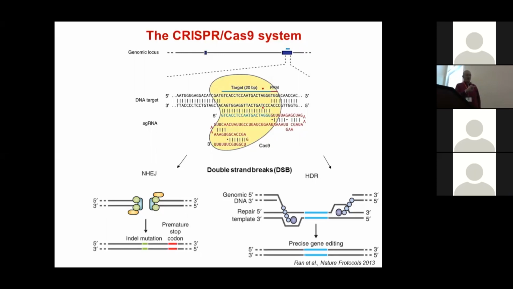And so what happens is, the majority of the time, you get this process called non-homologous end joining, and you'll get these mutations. But if you use homology to direct it, if you want homologous recombination, which happens at a much lower frequency, you can actually do precise homologous recombination events.